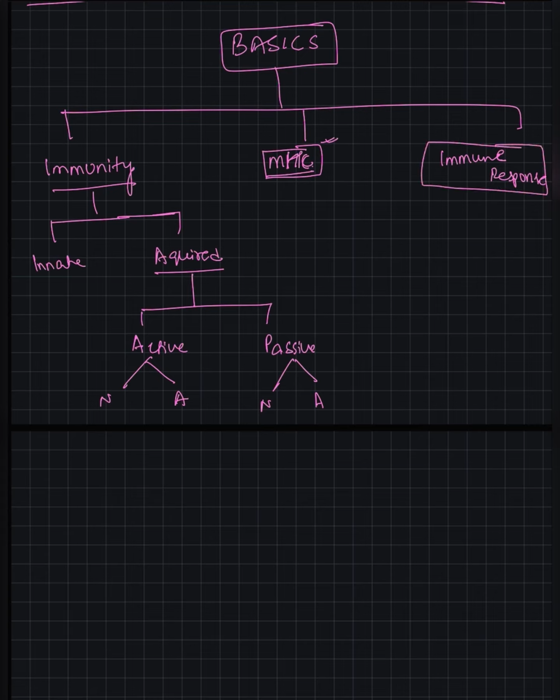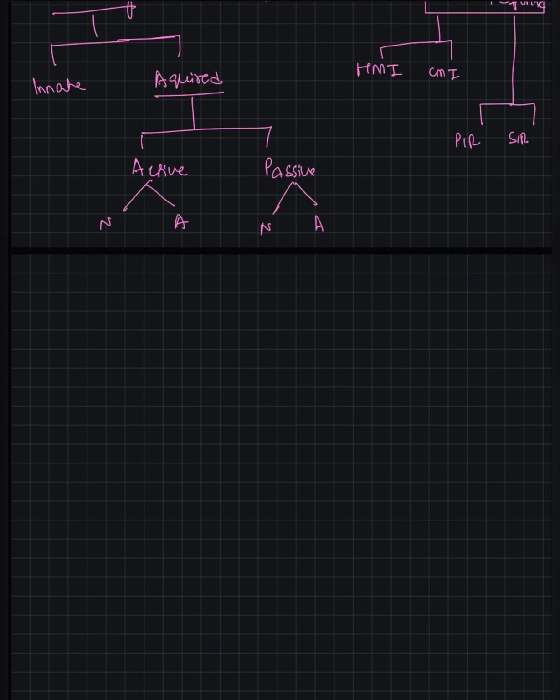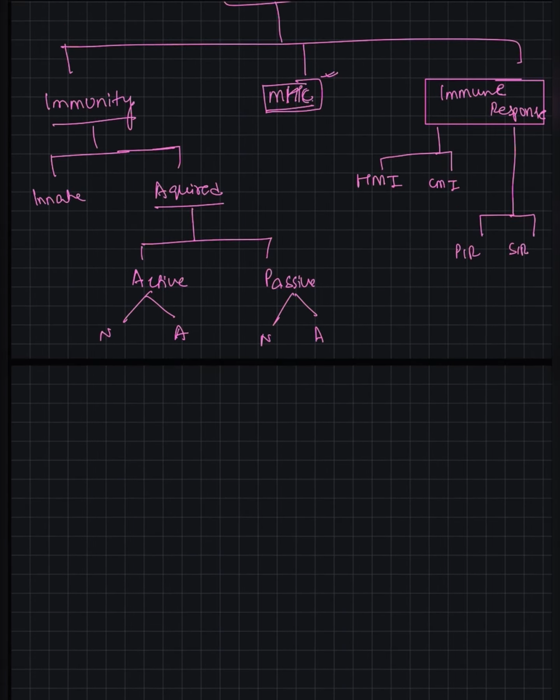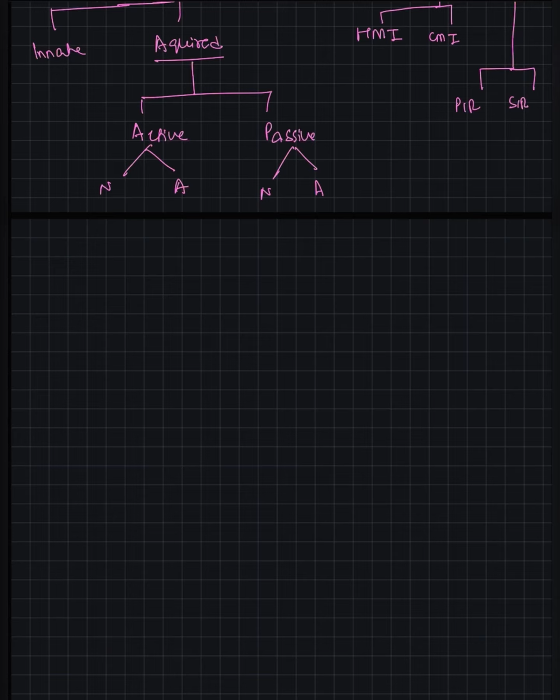Let's see about immune response. So immune response, we will be dividing it as HMI, which is humoral mediated immunity, and CMI, which is cell mediated immunity. And second type of categorization is as primary immune response and secondary immune response. Now we'll be looking into immunity. So first we'll be differentiating innate and acquired. Acquired we can also call adaptive immunity.